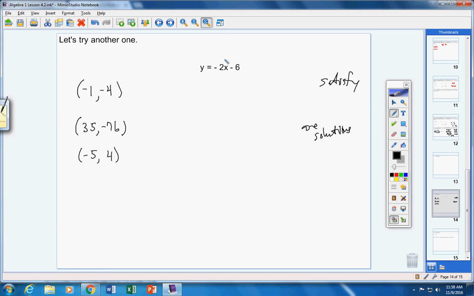Put negative 5 in for x real quick. Negative 2 times negative 5 is a positive 10. 10 minus 6 is 4. And look what you're supposed to get. A 4. 4 equals 4. Okay? So it does work.